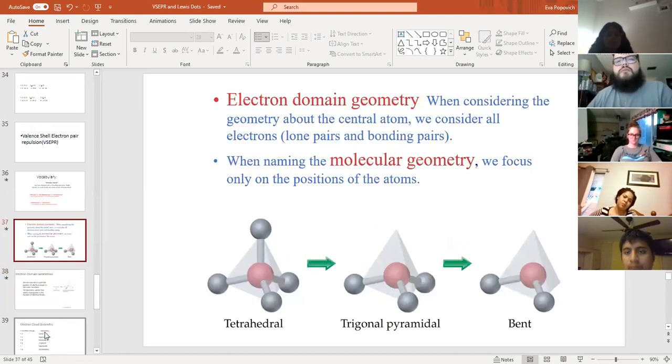So we also need to talk about electron domain geometry and molecular geometry. When I speak about electron domain geometry, I am talking about the geometry around the center atom. We include lone pairs and atoms. When I'm talking about molecular geometry, all we're talking about are the atoms.